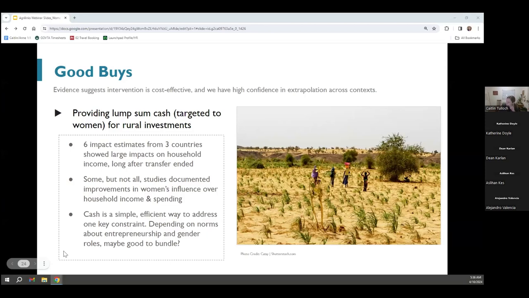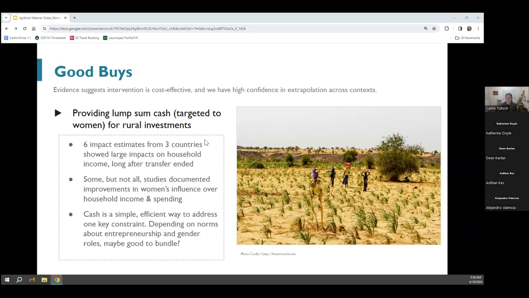All right, so the good buys. And a reminder, this is interventions where evidence suggests that they are highly cost effective, and also we have high confidence that that extrapolates or that applies across a number of contexts. Somewhat surprisingly, actually, providing lump sum cash, what you can think of as maybe unrestricted household grants targeting women farmers, emerged as one of the stronger good buys from this review.